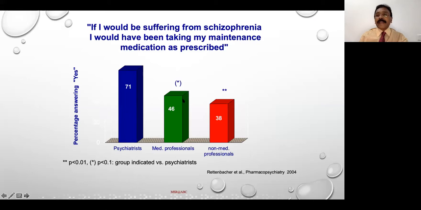This is an interesting slide. This is, I think, 1996 or something. If I were suffering from schizophrenia, would I be taking my maintenance dose? Even psychiatrists said that only 71% would take it, and 29% of psychiatrists said that they would not take the maintenance dose for schizophrenia. I don't know what the reason is. Among other medical persons, less than 50% said they would take it.